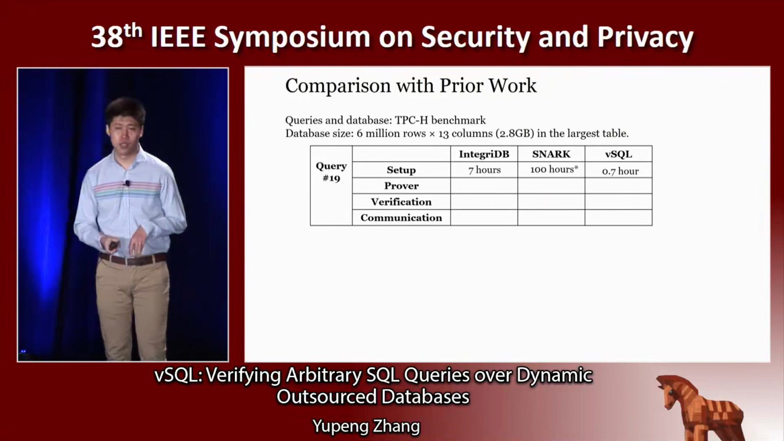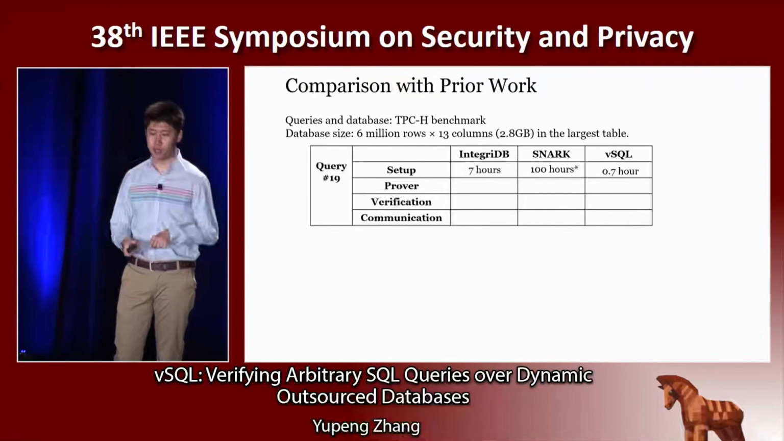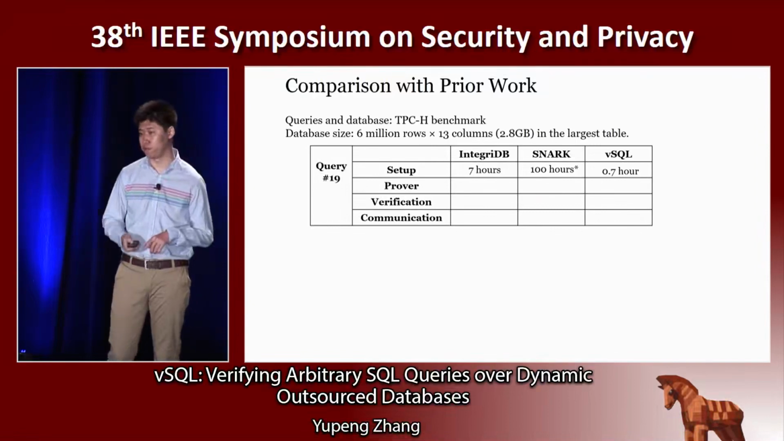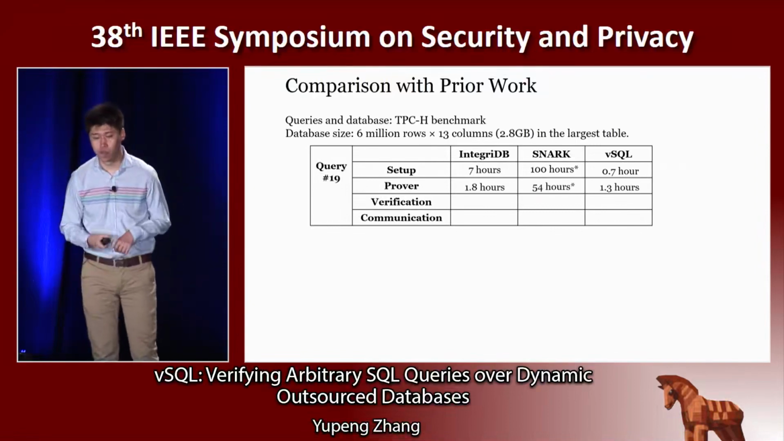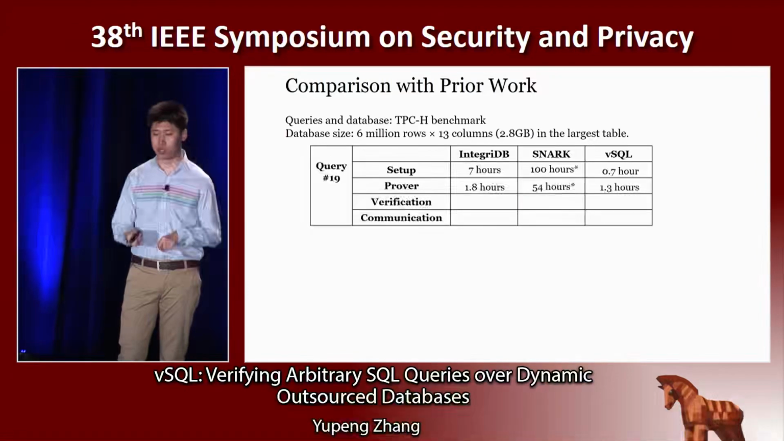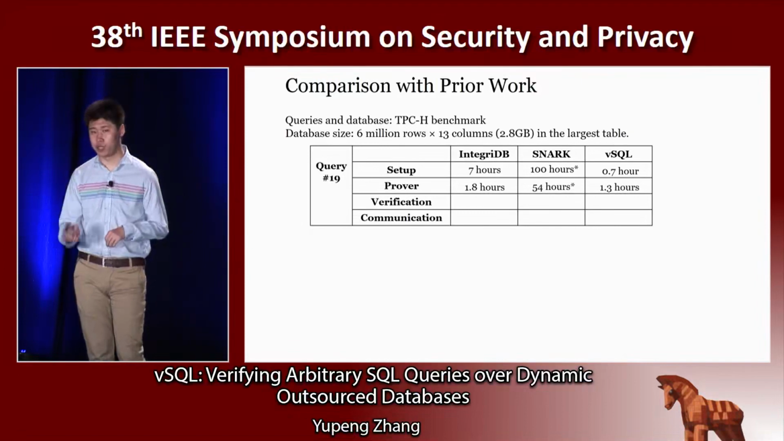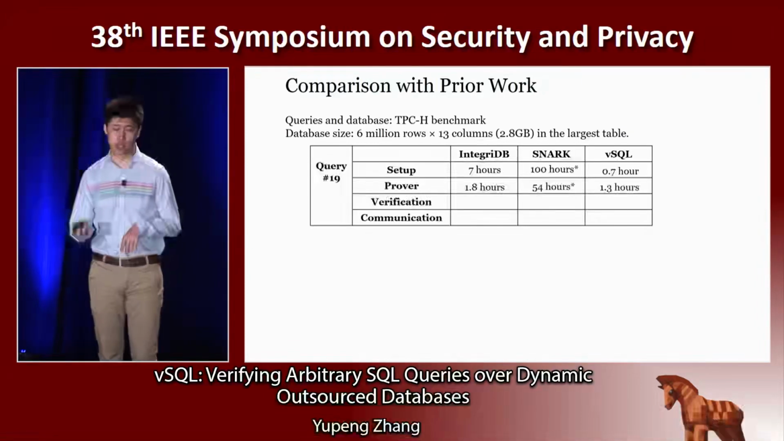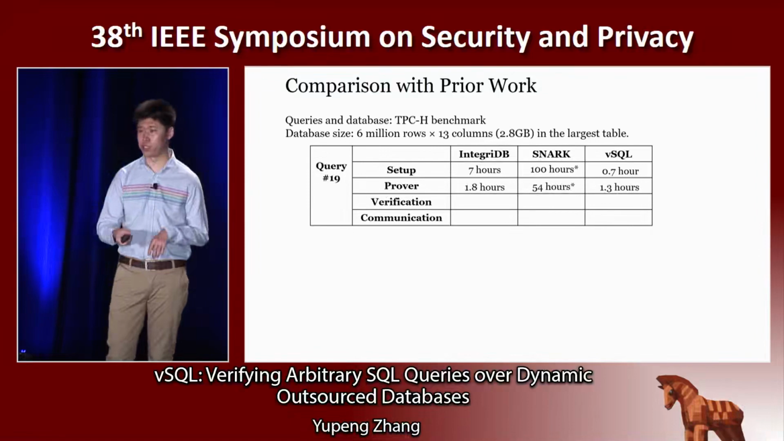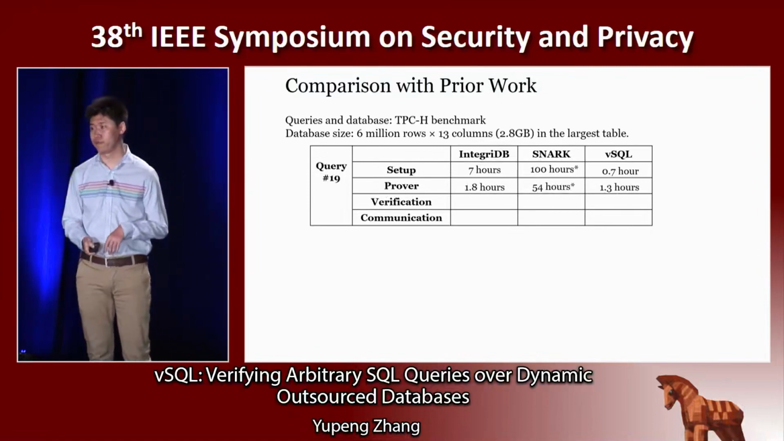For setup, it takes 7 hours for IntegrityDB, approximately 100 hours for Snark, and 0.7 hour for our system. For the prover time, it takes 1.8 hours for IntegrityDB, 54 hours for Snark, and 1.3 hours for vSQL. As you can see, we're even a little bit faster than IntegrityDB, which is a customized approach supporting only a subset of SQL queries, and much faster than Snark.